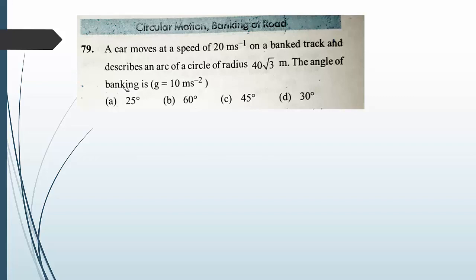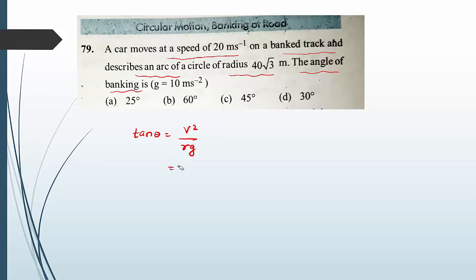Last part, 79th question. A car moving at a speed of 20 meters per second on a banked track describes an arc of circle of radius 40 into square root of 3 meter. The angle of banking is, g value is given. So this is the direct question, angle of banking. We have the formula tan theta equal to v square divided by rg. Directly you can substitute, you will get the answer.